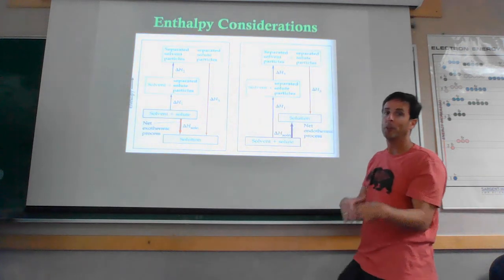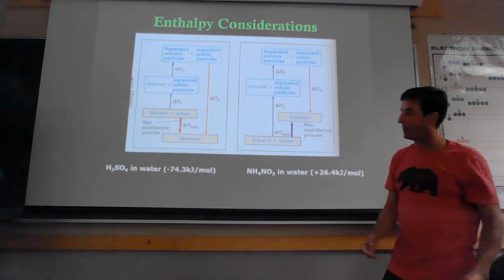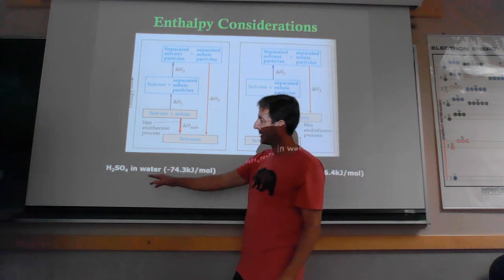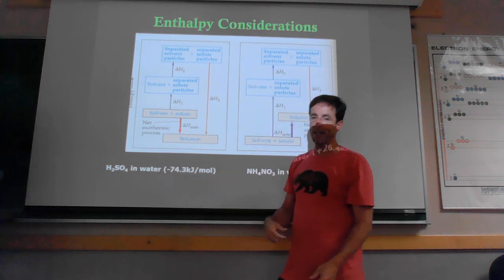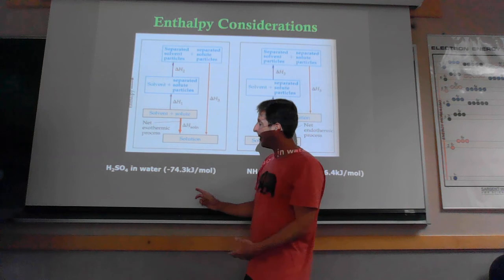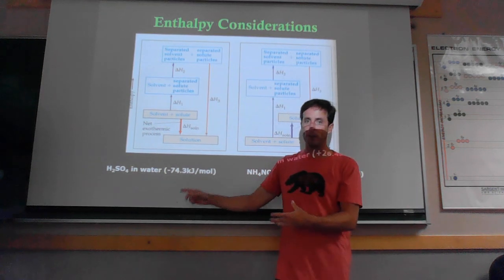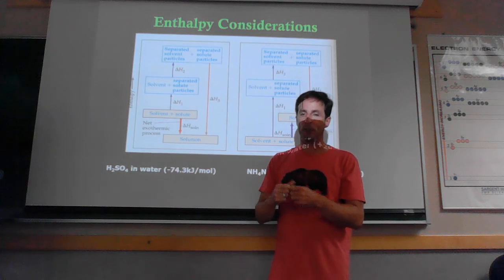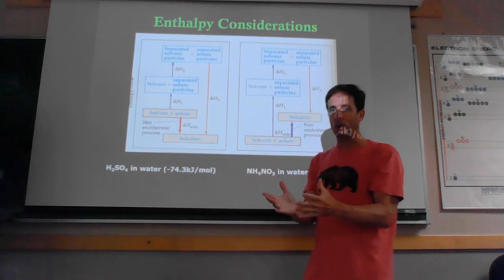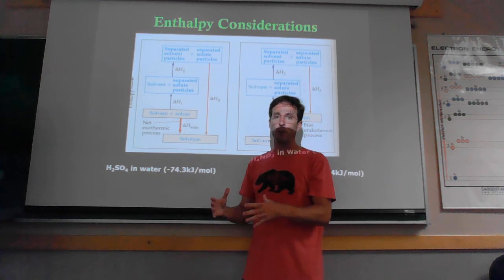Okay? Now, both of these possibilities can occur. Let me give an example of each one. If I dissolve sulfuric acid in water, if I take 1 mole of sulfuric acid, dissolve it into a liter of water, then it's going to release 74.3 kilojoules of energy. That energy, as it's released, will go into the overall solution. So basically, if you dissolve sulfuric acid in water, the whole solution is going to get really hot.